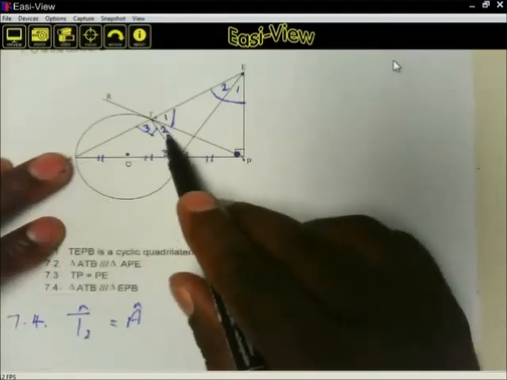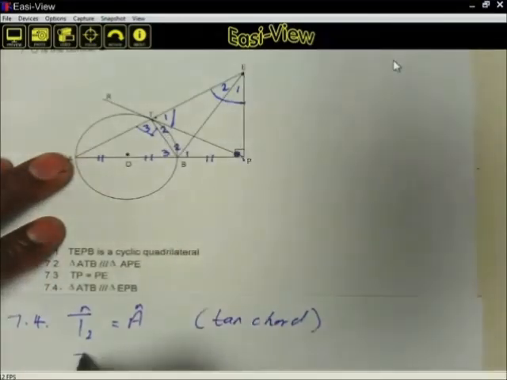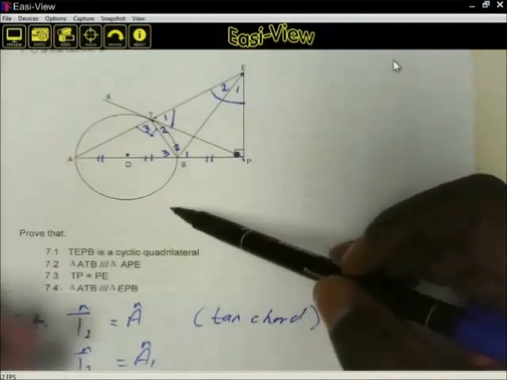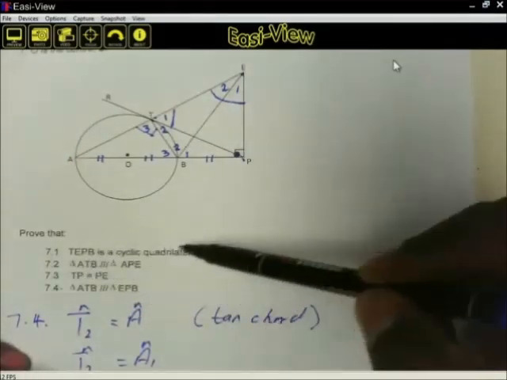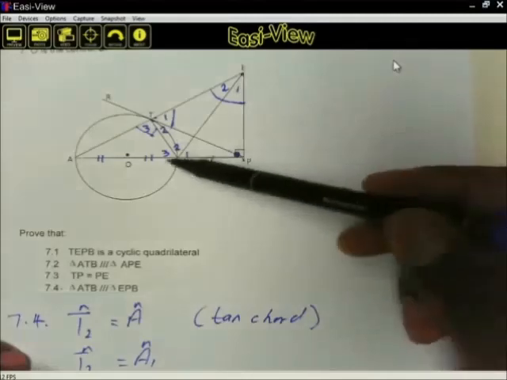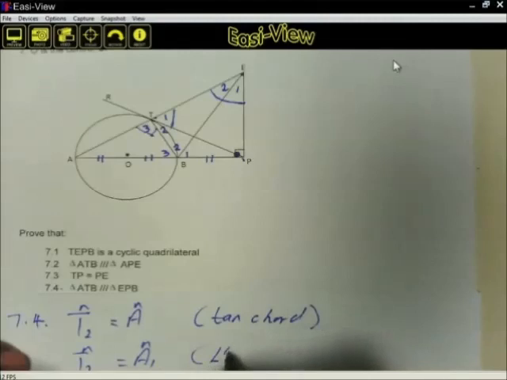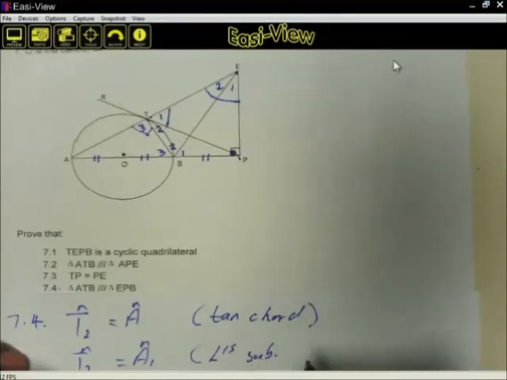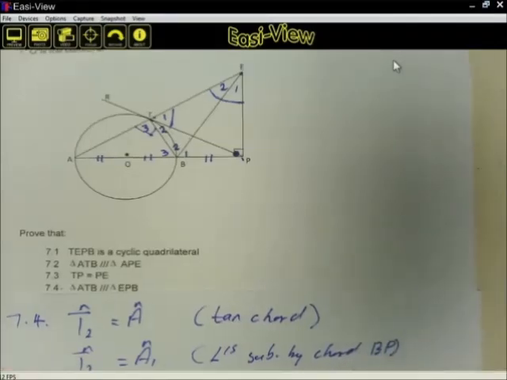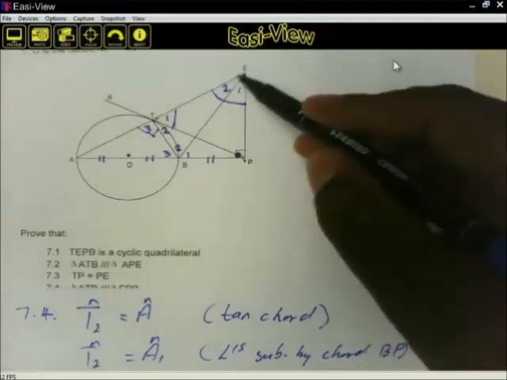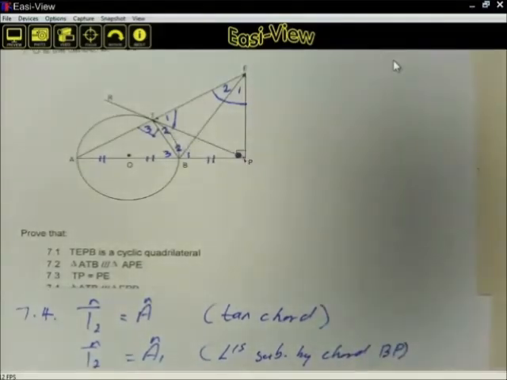But look at angle T2 again. T2 is equal to E1. The very same angle T2 is equal to E1. Why? Remember, in number 1, we have proven that TEPB is a cyclic quadrilateral. So if TEPB is cyclic, it means T2 and E1 are angles subtended by the same chord, and that chord is BP. That's why we say E1 is equal to T2.